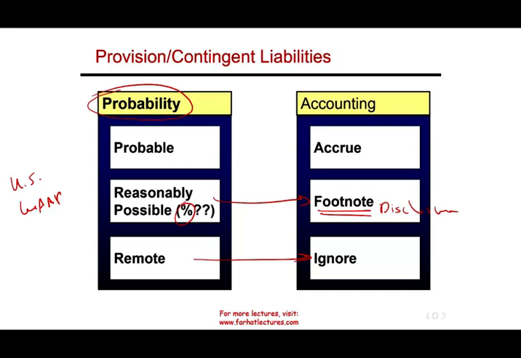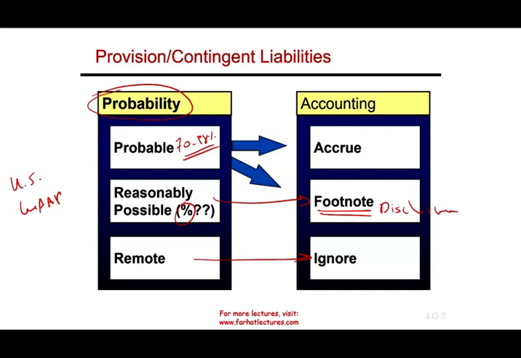Okay, we disclose it. Now, if it's probable, US GAAP says probable has to be like 70 to 98%. Like really, there's a high chance you are going to lose. Okay, if there's a high chance you are going to lose, that's not enough.